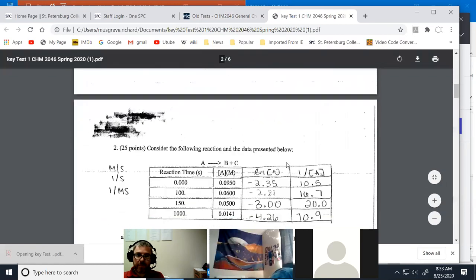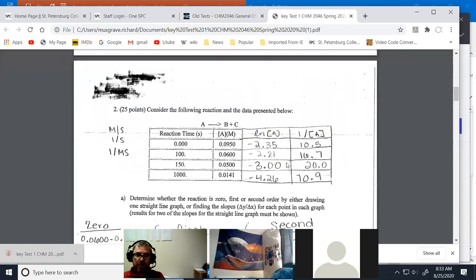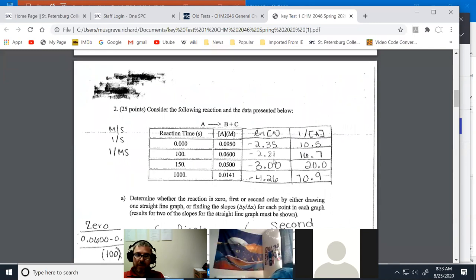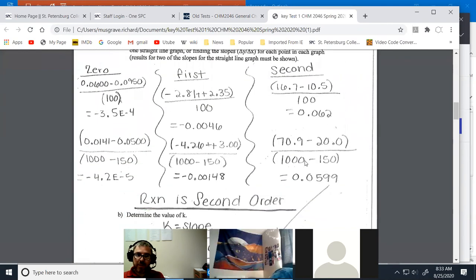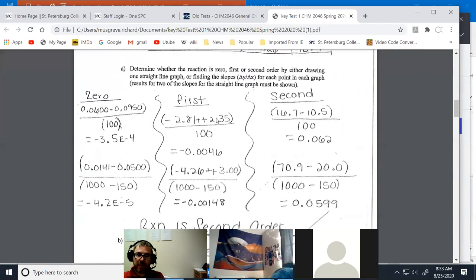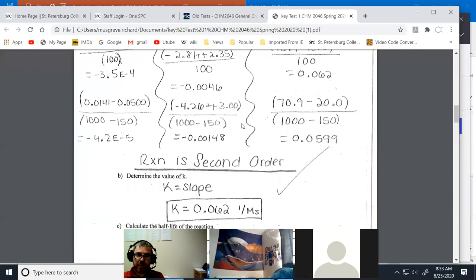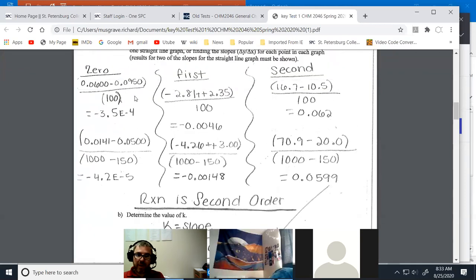Okay. So you can see that for a problem like this on a pen and paper test, that's the initial problem there, reaction time versus A. And then we find natural log of A and 1 over A, just like I showed you, extending that out. And then finding the slopes of each by taking 2 points. In this case, I think the student took the first 2 and last 2 points on each one.